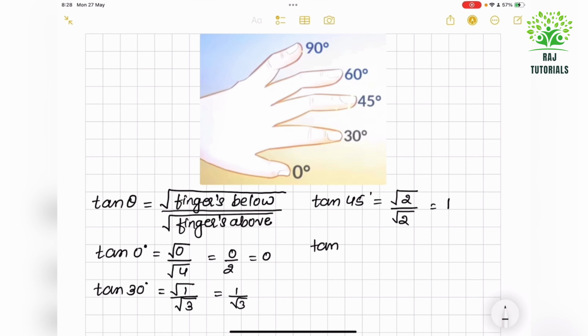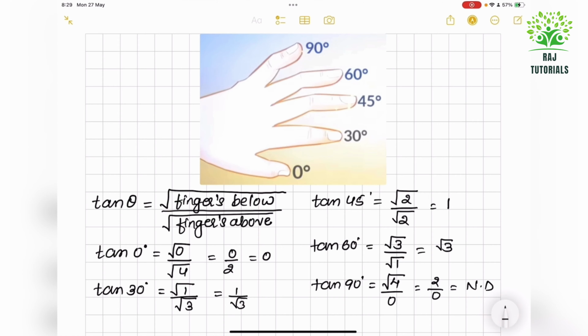Then tan 60, fingers below are 3, so root 3 upon fingers above 1, so root 3. And tan 90, fingers below are 4, so root 4 upon fingers above 0. So this comes as 2 by 0, so that is not defined because anything upon 0 is not defined.